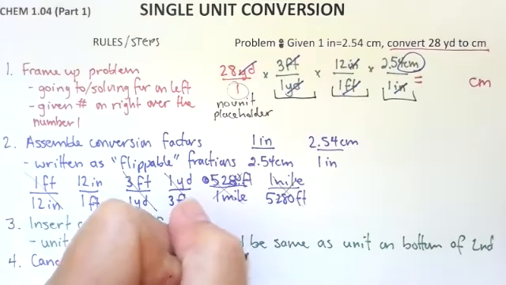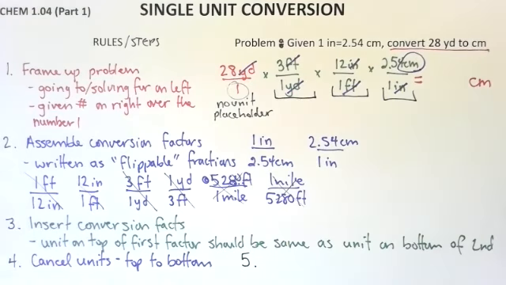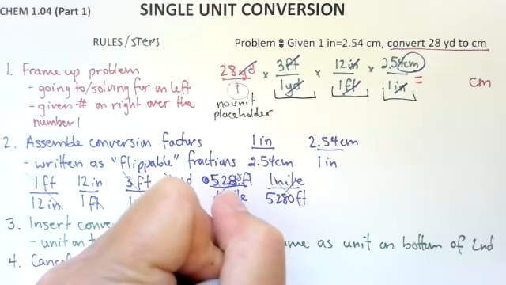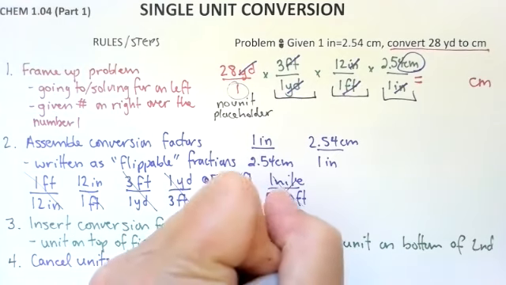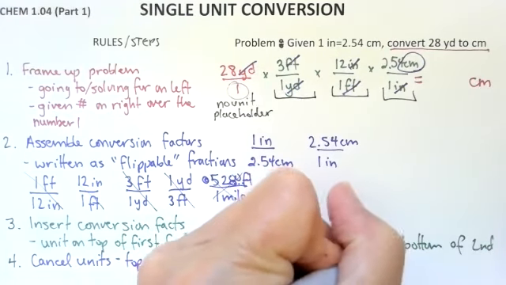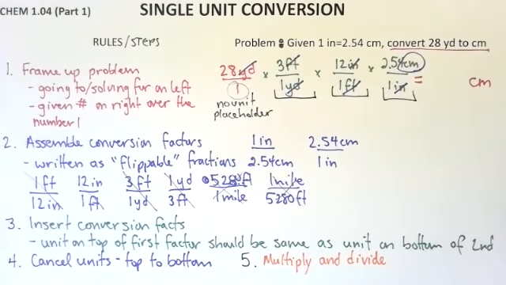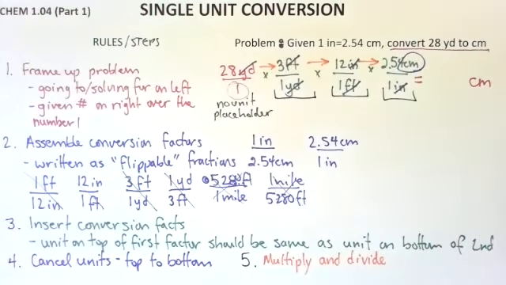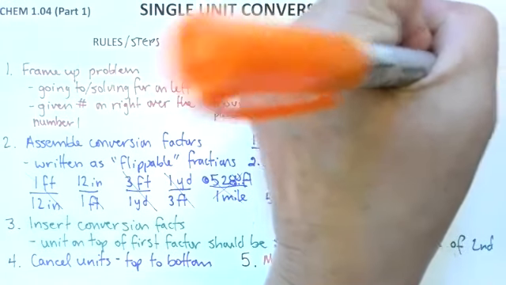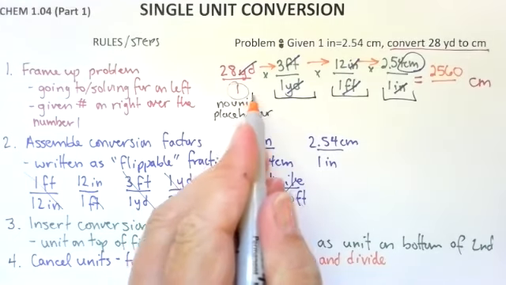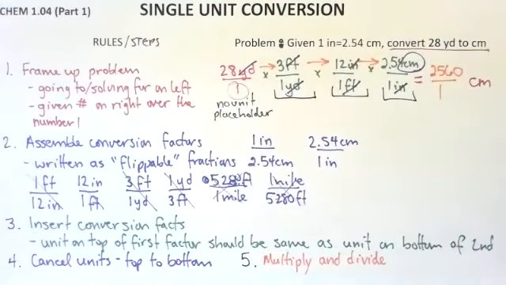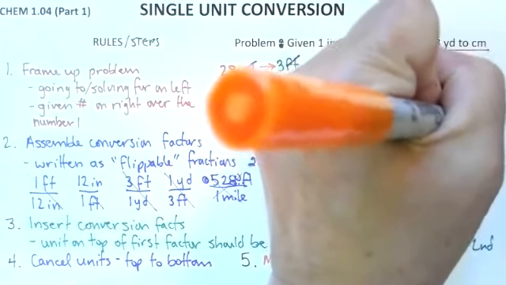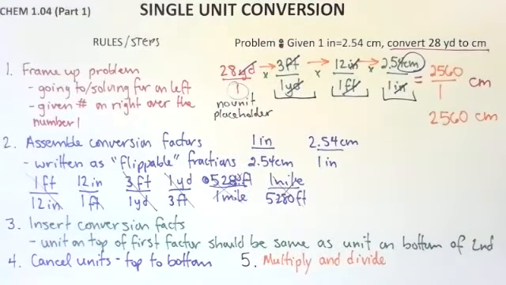The last step is to multiply and divide. And in case you don't remember from algebra, you're going to multiply all the numbers across the top. So 28 times 3 times 12 times 2.54 is going to give you 2,560. And the bottom's a pretty easy one here. I've got 1 times 1 times 1 times 1. So that's over 1. So my answer is 2,560 centimeters in 28 yards.